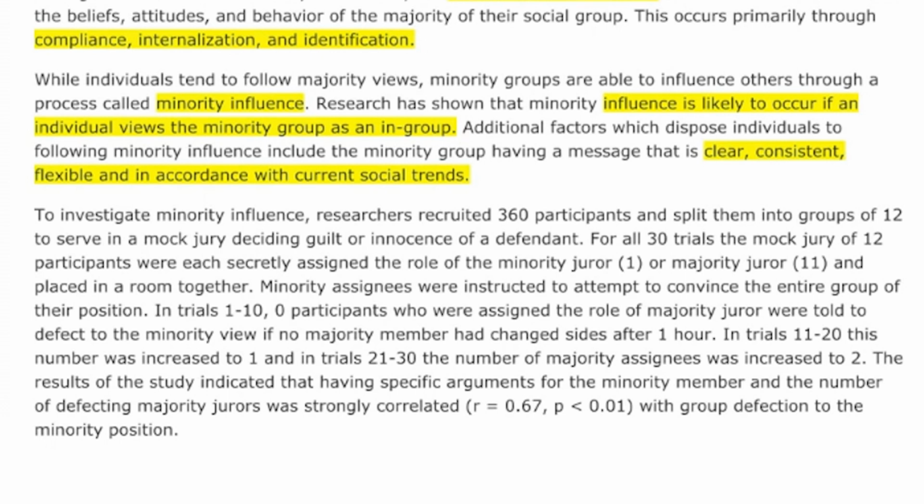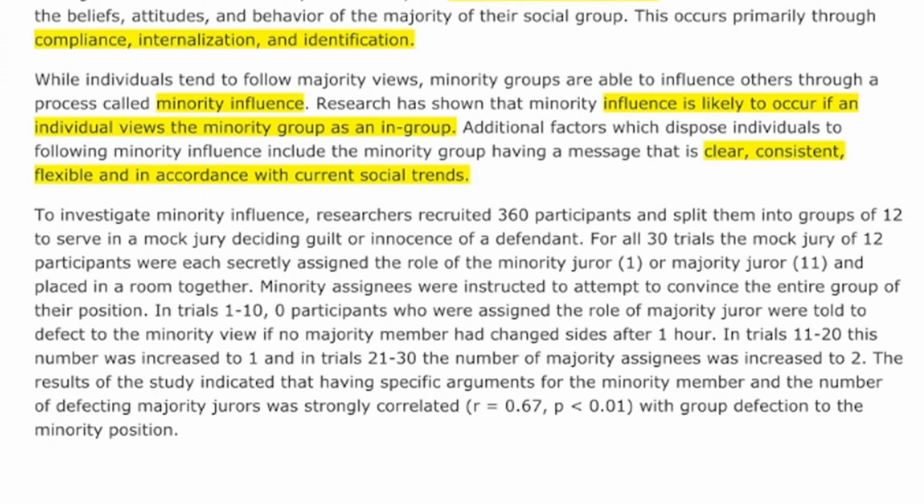In trials 1 to 10, 0 participants who were assigned the role of majority juror were told to defect to the minority view if no majority member had changed sides after 1 hour. In trials 11 to 20, this number was increased to 1, and in trials 21 to 30, the number of majority assignees was increased to 2. The results of the study indicated that having specific arguments for the minority member and the number of defecting majority jurors were strongly correlated, with an R value of 0.67 and a P value of less than 0.01. So some significant P values there, with group defection to the minority position.